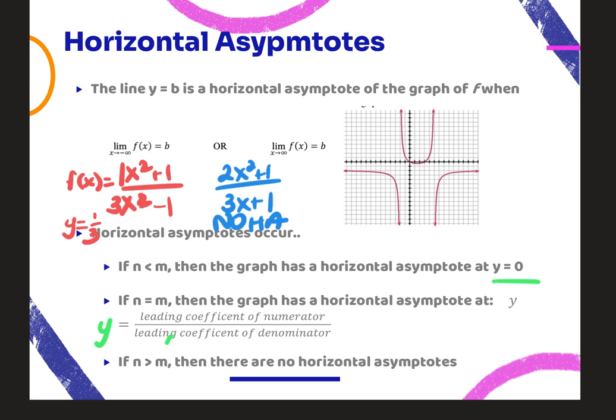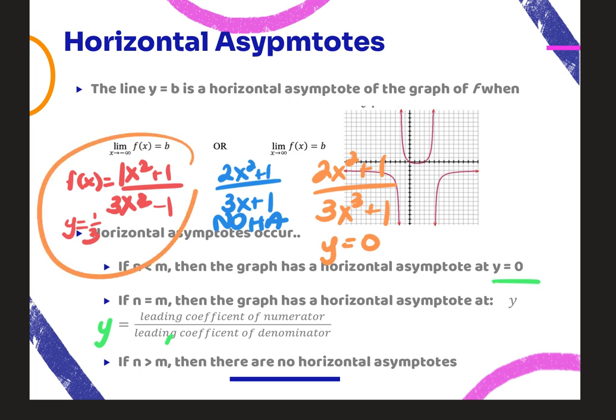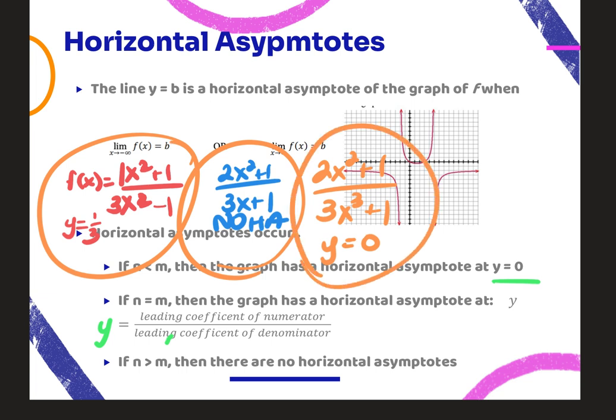All right, let's see if we can catch it this time. If it said 2x squared plus 1 and 3x to the third plus 1, what's true about it? Good. The exponent at the top is less than the bottom, so y equals 0 would be my horizontal asymptote. Because the horizontal asymptote determines the end behavior, for the first graph, left and right, it would be 1/3. The end behavior of the middle graph would not exist, which we'll talk about in a second. And the end behavior on the right is 0.